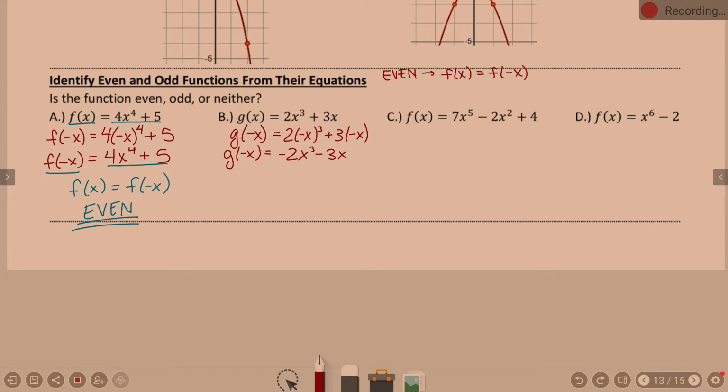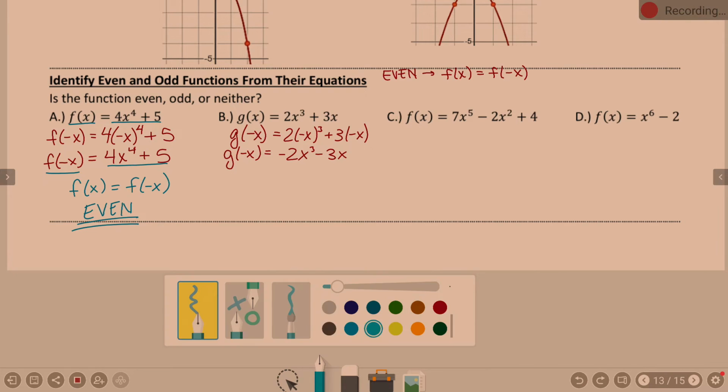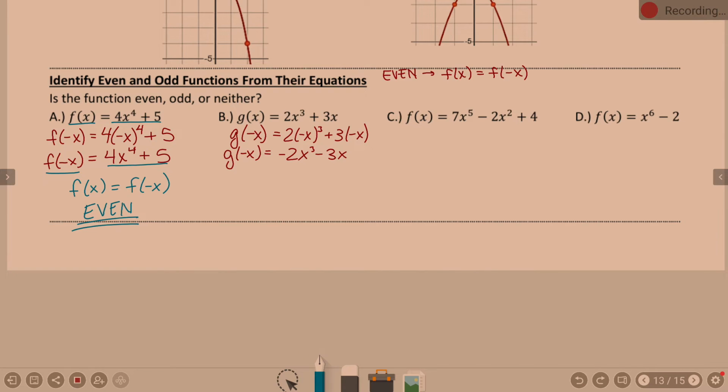What do I know right now? Okay. You guys understand what she's saying? We just got 2x cubed plus 3x. This is negative 2x cubed minus 3x. g of x and g of negative x are not equal, so we can't assume odd. We just know for sure right now it is not even.